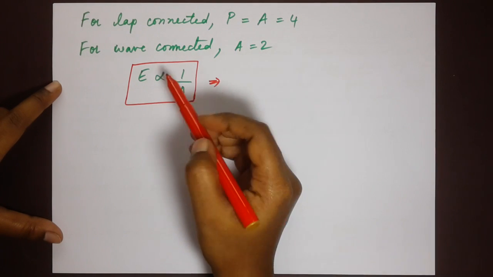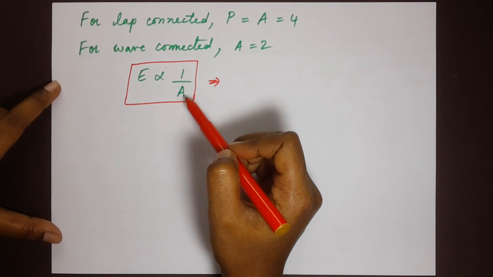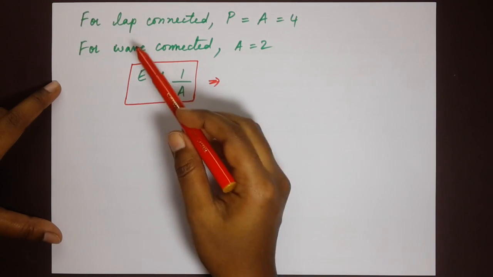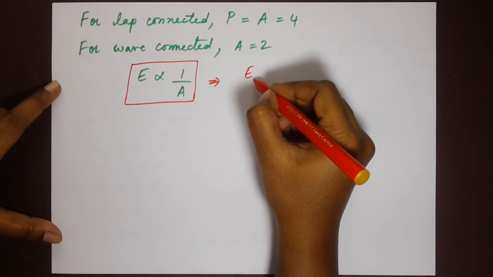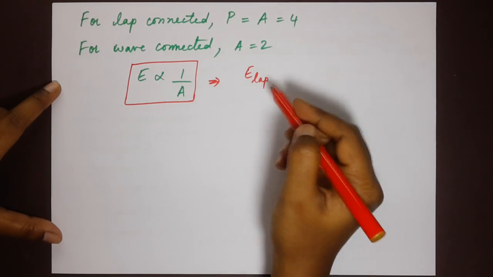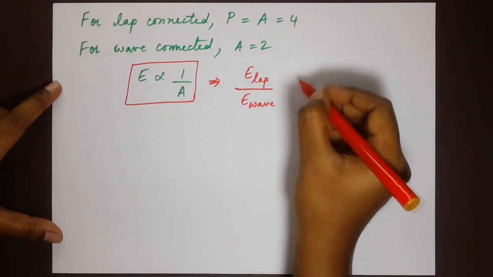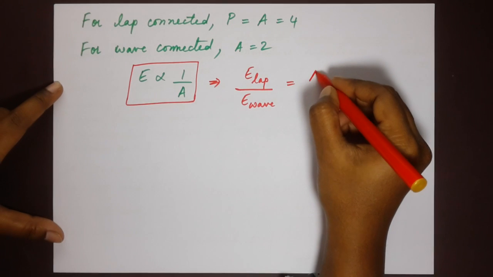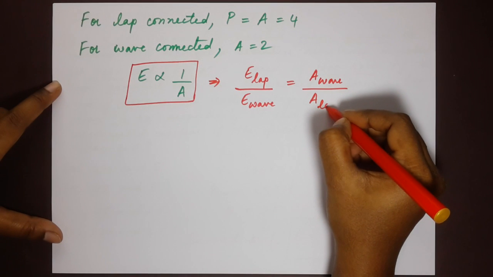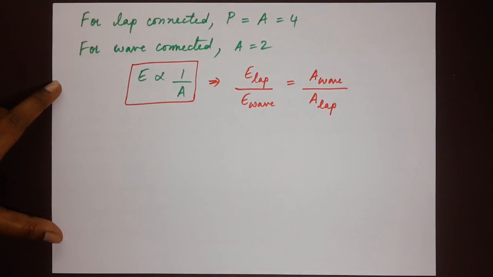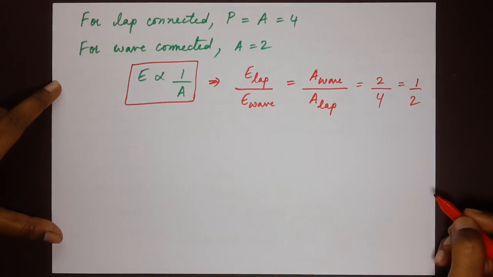Now, if the induced EMF is inversely proportional to the number of parallel paths, we can write a relationship between lap and wave wound. So take a look at this. We have E lap, that's the induced EMF of lap winding, divided by EMF of wave winding is equal to the parallel paths of wave winding divided by the parallel paths of lap winding. Now the ratio here is 2 by 4, which is equal to 1 by 2 or 0.5.